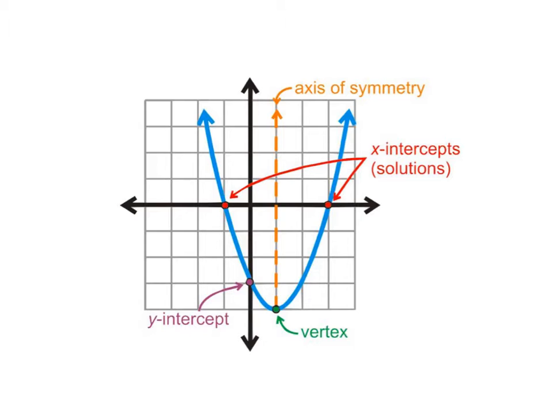Reminder of some vocabulary. So the point where the parabola changes direction is your vertex. Where it crosses the y-axis is your y-intercept. Where it crosses the x-axis, that's your x-intercept, also known as your zeros of the function or solutions. Parabolas are symmetrical. The vertical line that would go right through the vertex is known as your axis of symmetry. Since it's a vertical line, it's always going to be in the form of x equals some value.